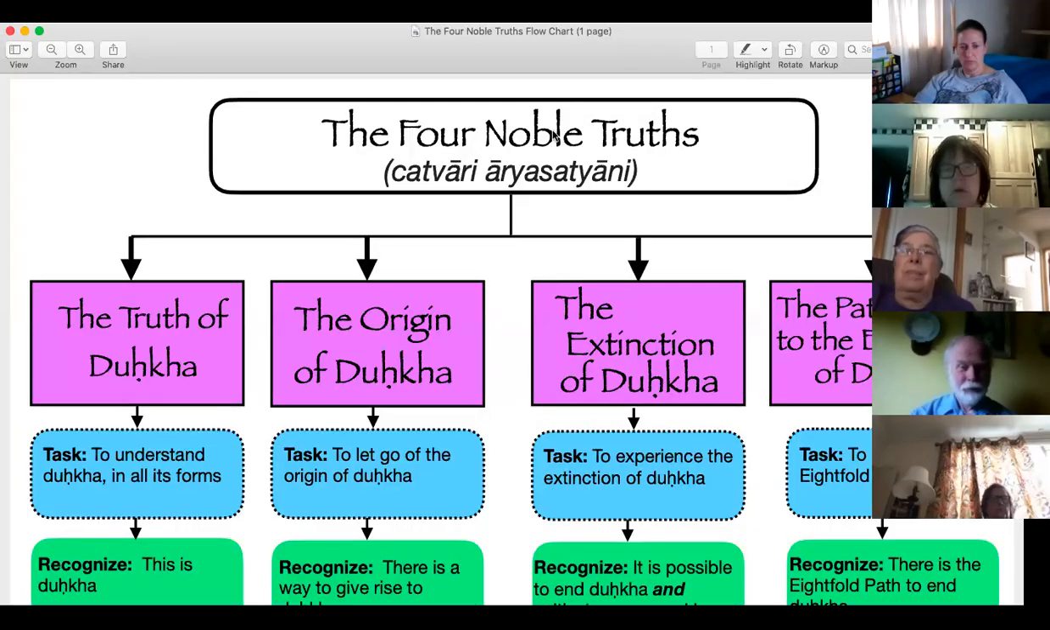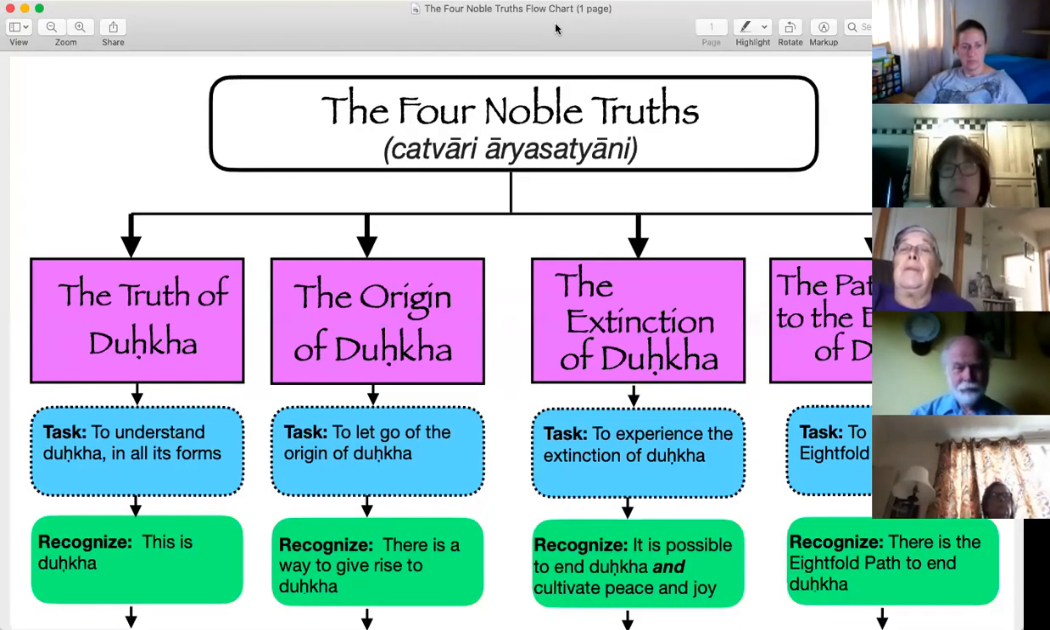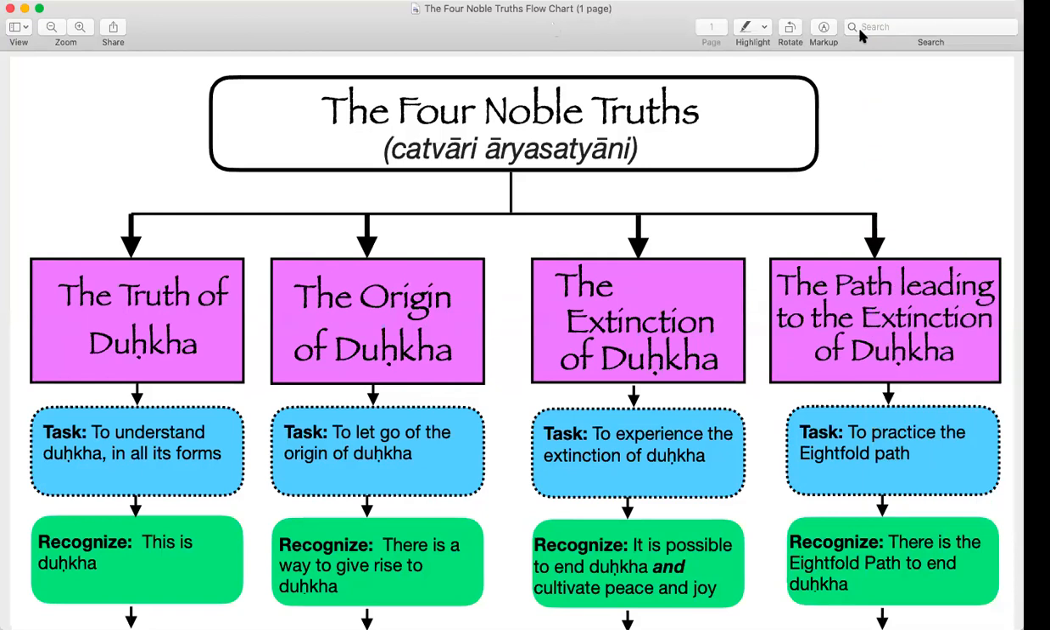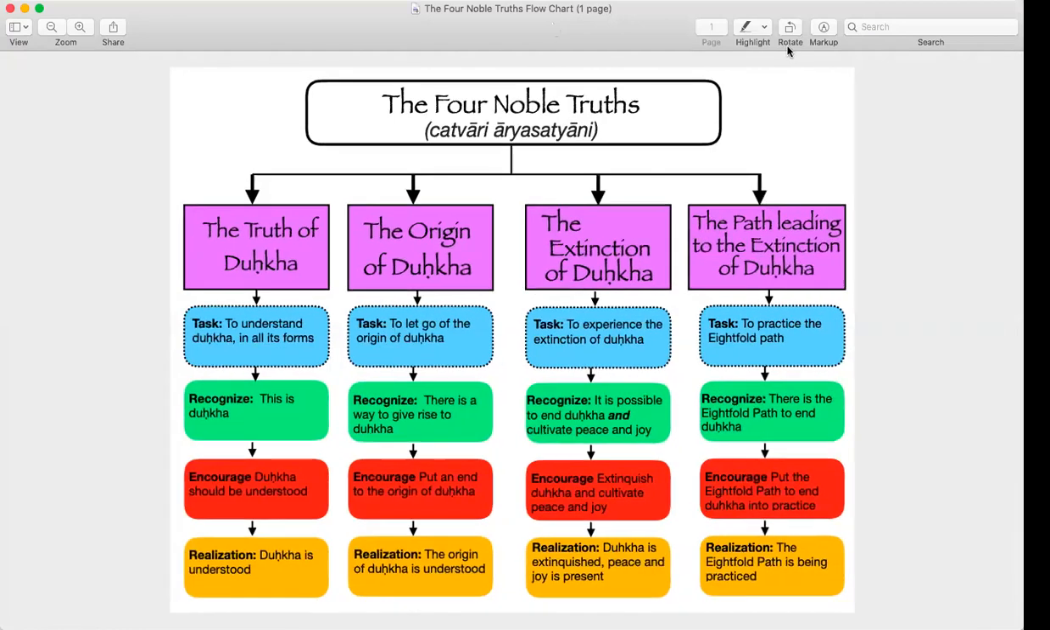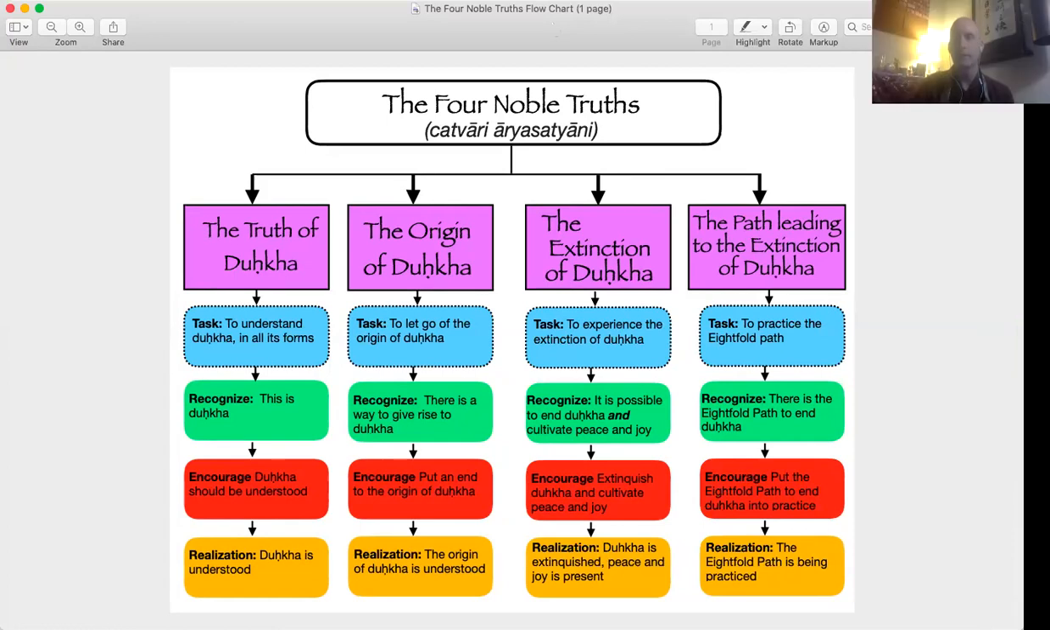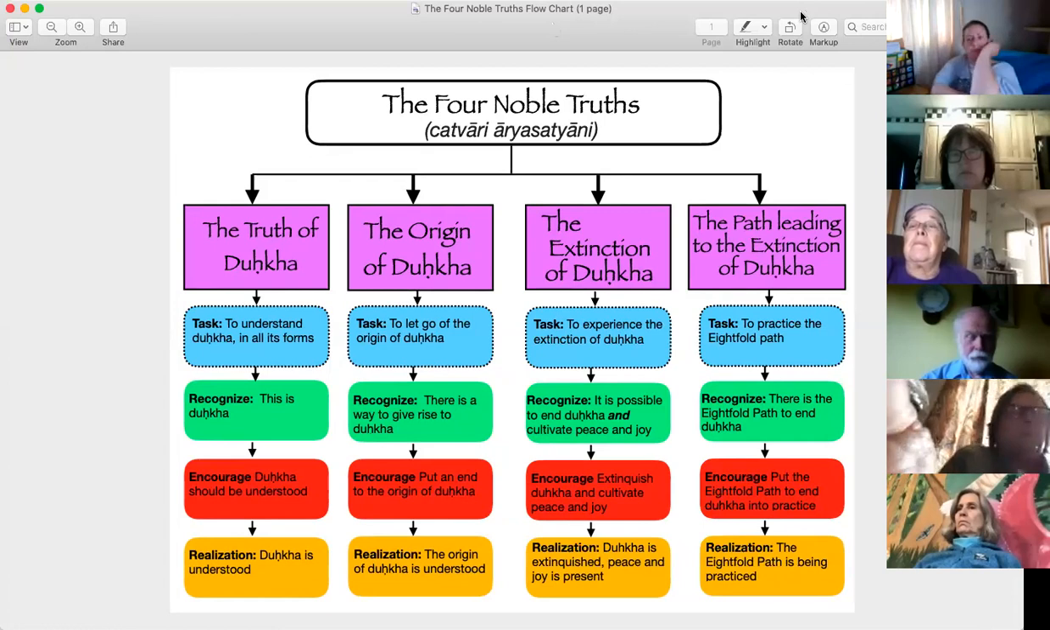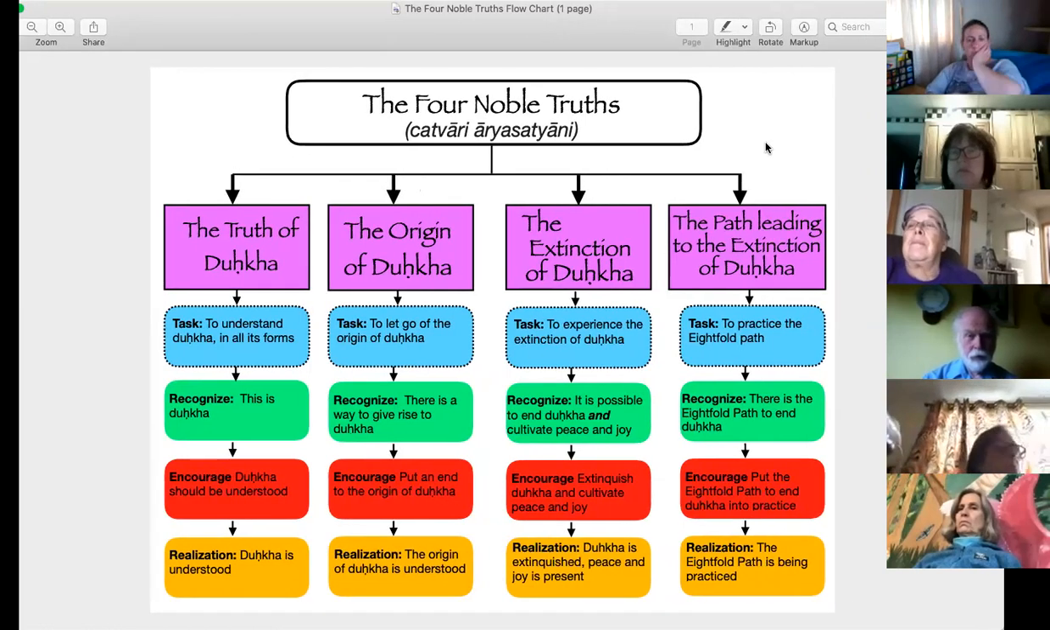I'm going to share a screen here so that you can see what I put together. Now, let's see, make it small. There we go. So this is kind of a flow chart for the Four Noble Truths.